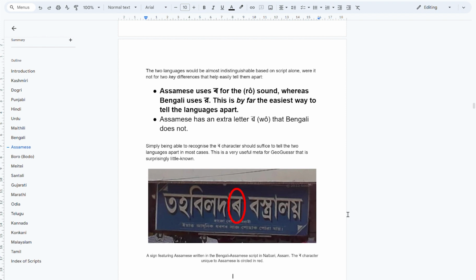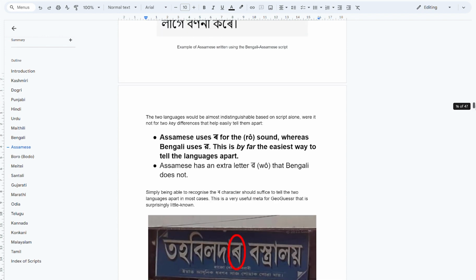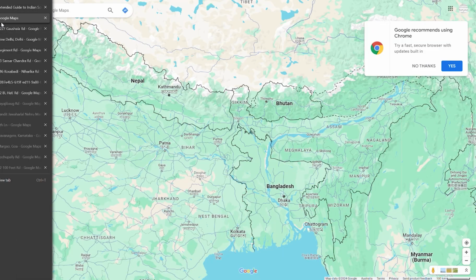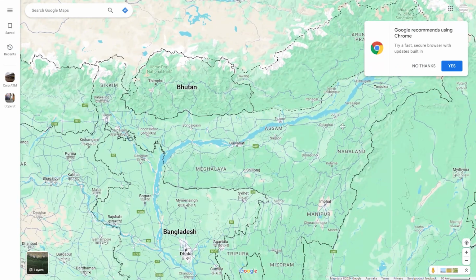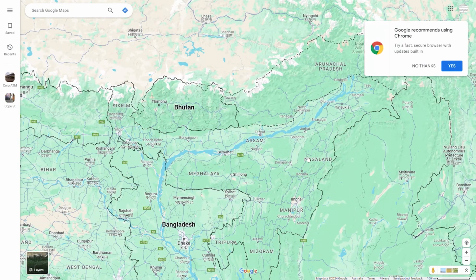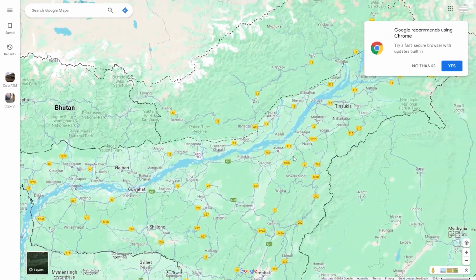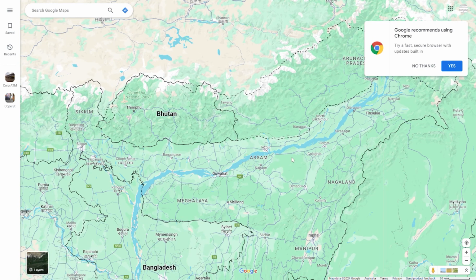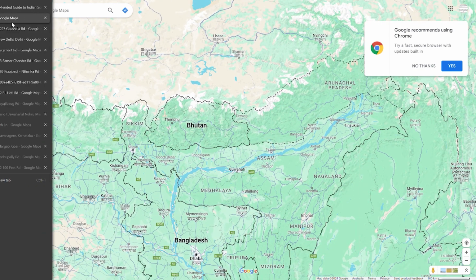And again, you'll only see that when you're in Assam, which is this sort of region here. I'll show that on the map. This state here of Assam in this sort of northern bit of India that juts out. You'll find Assamese texts in that area.